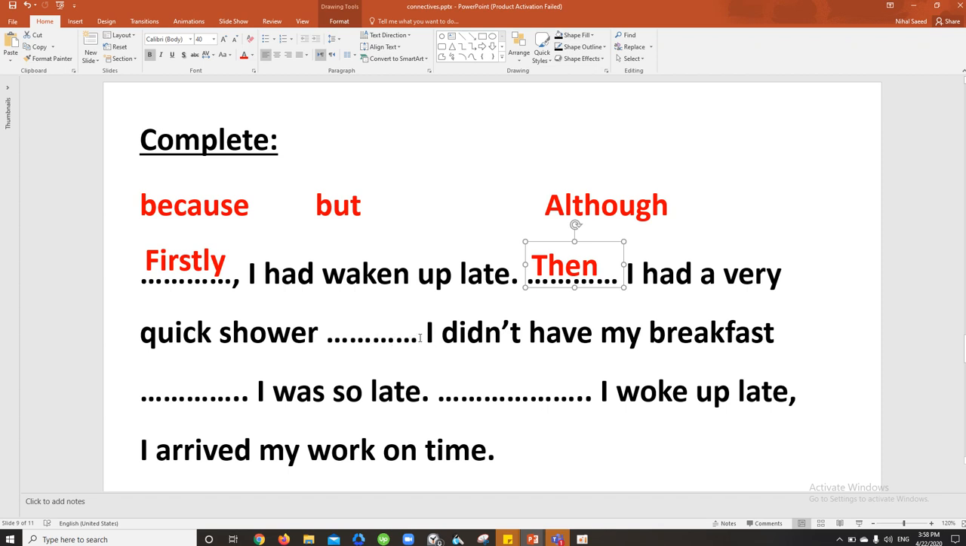Here I didn't have my breakfast. So I will put here, but I didn't have my breakfast. I was so late. So I was so late. This is the cause. And what's the effect of the cause? I didn't have my breakfast. Why didn't you have your breakfast? Because I was so late. So I will put because here.